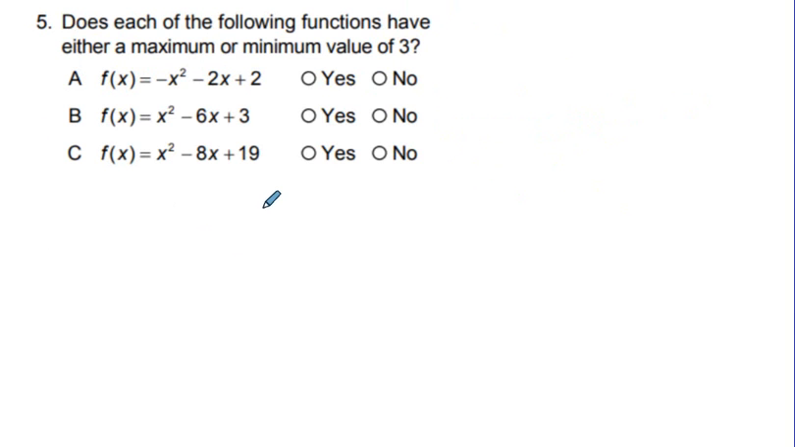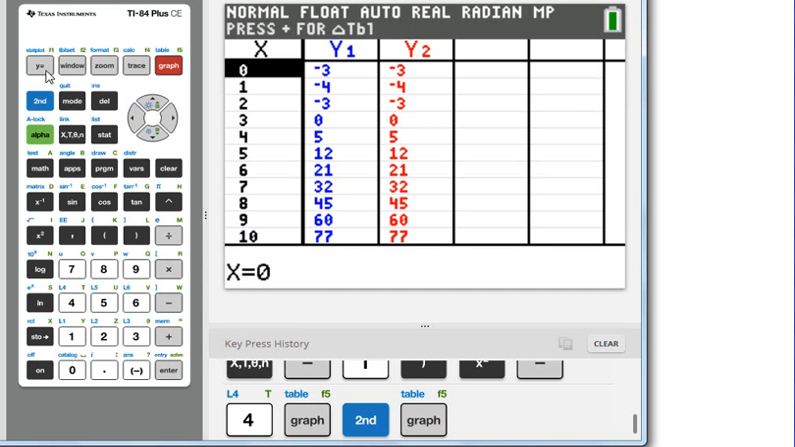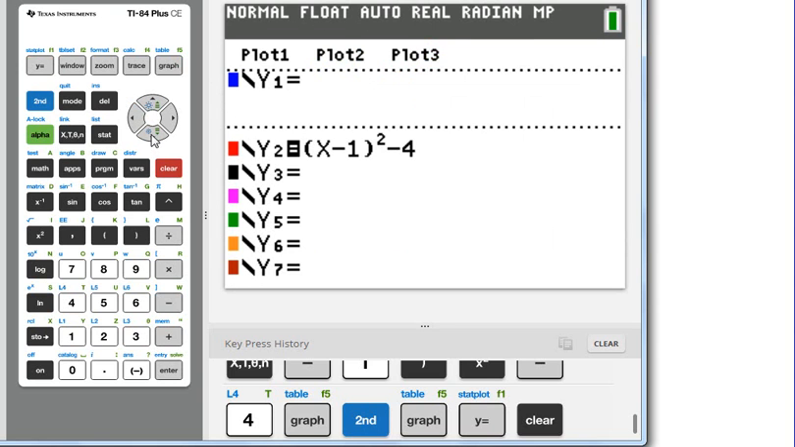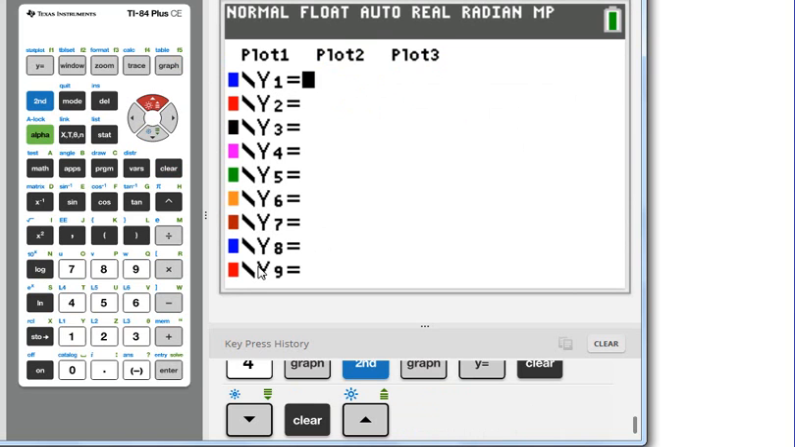Okay, 5. Does each function have either a maximum or a minimum value of 3? So we have options, yes or no, for each of these functions, and we could convert these into vertex form, and if we saw a k value of 3, we would know that that would be definitely a yes. But a more expedient way to do this, given the tool provided to you in hand, is this graphing calculator. So I'm going to enter these in the graphing calculator and see what we have.